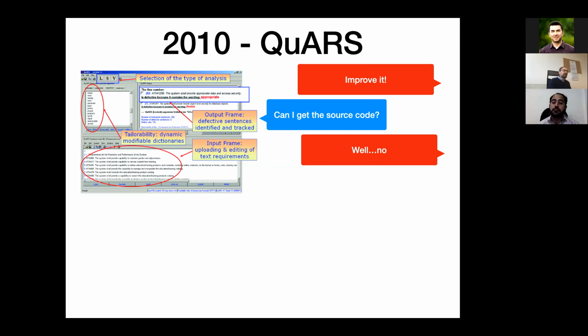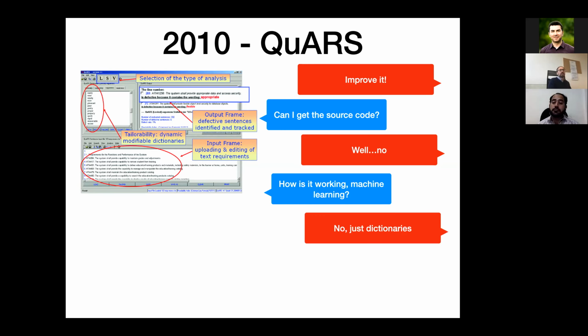So at least I can reuse part of it. Well, no, you can't get it because you cannot understand it. It's very hard. It's better if you don't get it. Okay, so let's at least explain to me how it is working. Is it using machine learning? Well, no, it's using just dictionaries. So I understood that basically what it was doing was implementing the find feature of any word processor, but with specific dictionaries.